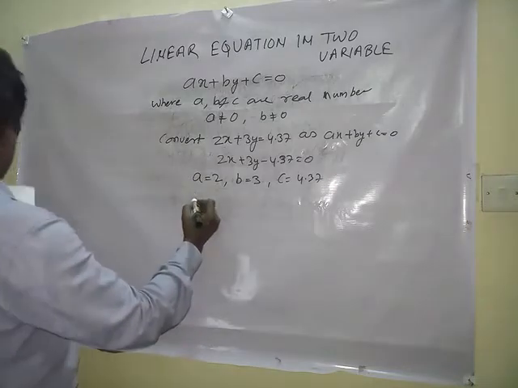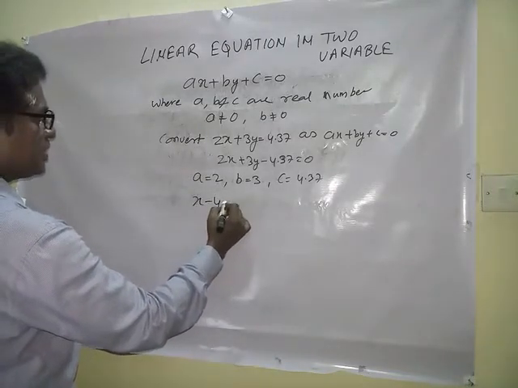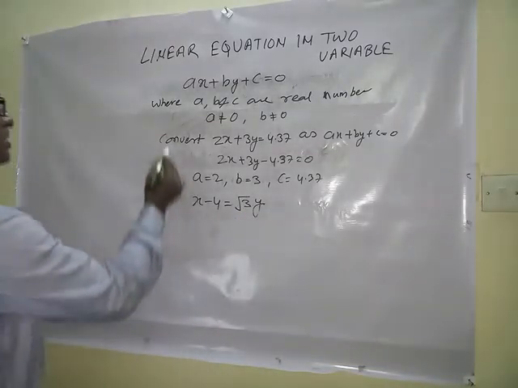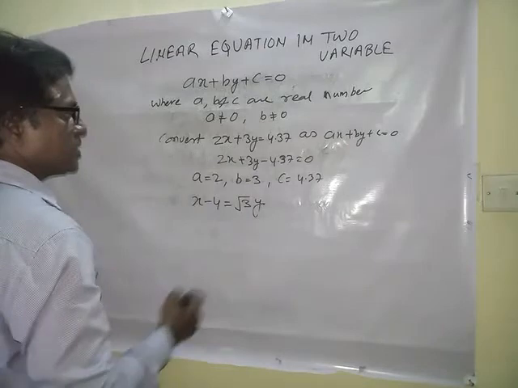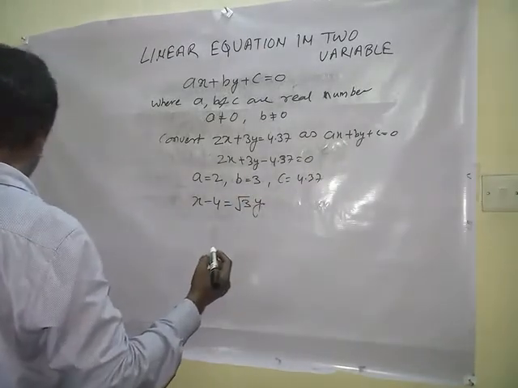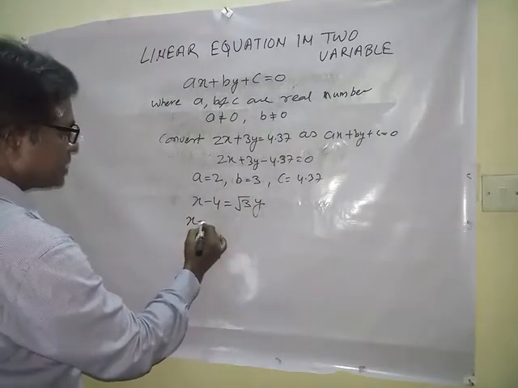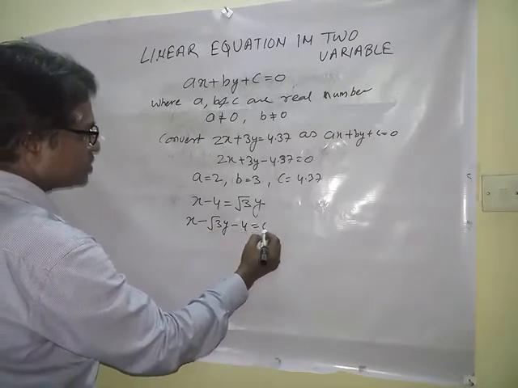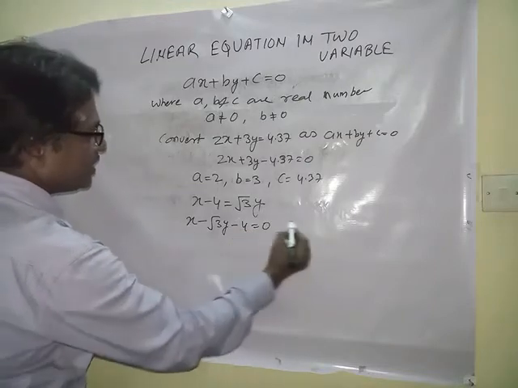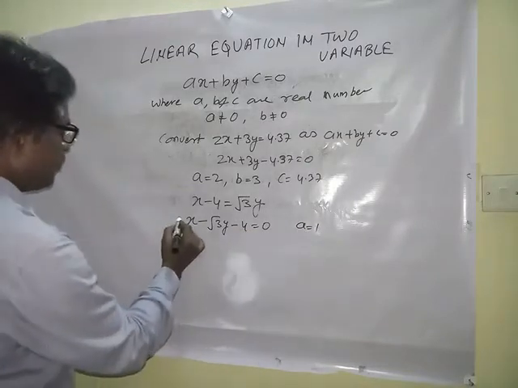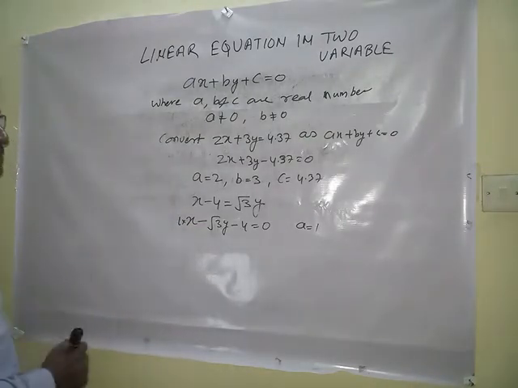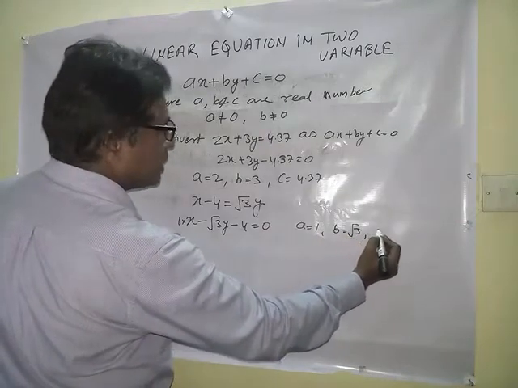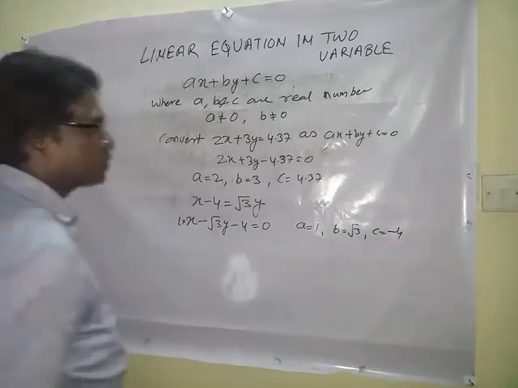Another equation is given: x minus 4 is equal to under root 3 y. Same, convert to ax plus by plus c is equal to 0. So how will you do that? x minus under root 3 y minus 4 is equal to 0. Here a will be 1 because the coefficient of x is 1, b will be minus under root 3 and c will be minus 4.